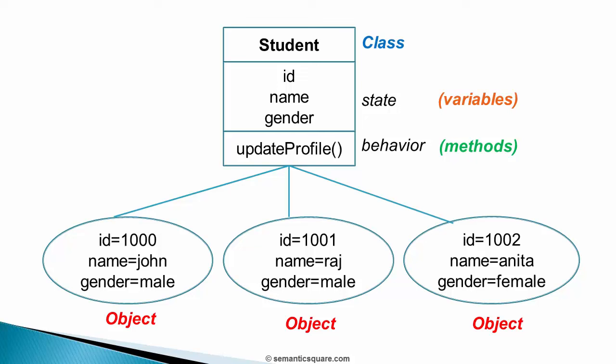And object state is defined by variables. Variables and methods in a class are considered as members of the class. And later in the section, we will learn about both variables as well as methods.